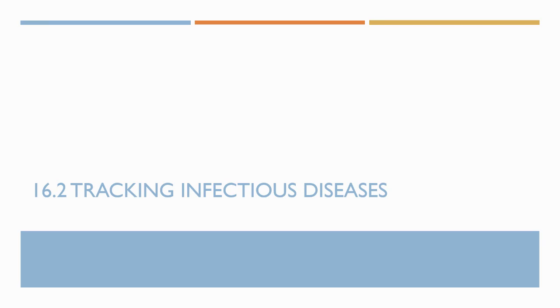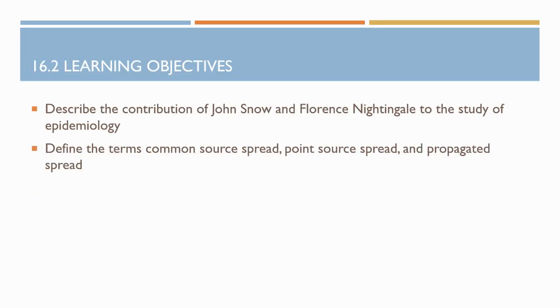All right, so tracking infectious diseases is the job of epidemiologists. This unit has some great, really interesting background on John Snow, the father of epidemiology, and his work, and Florence Nightingale and her work in documenting and applying a systematic, methodical method to identify sources and control the spread of disease. And we'll also look at the vocabulary associated with some of this: common source spread, point source spread, and propagated spread of disease.